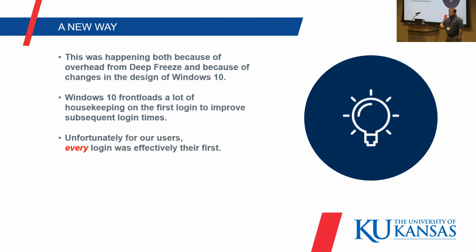So compared to Windows 7, Windows 10 front loads a lot of the housekeeping that you would have for a new user profile to that very first login. It builds databases, it provisions apps, otherwise gets things in order for faster subsequent logins. Of course, with a lab environment with Deep Freeze, every login is going to be that first, so people get that worst case scenario. You know, they're waiting 4 to 8 minutes.